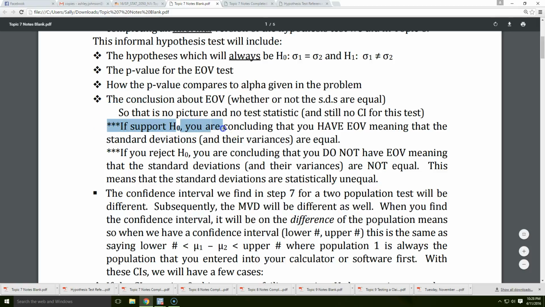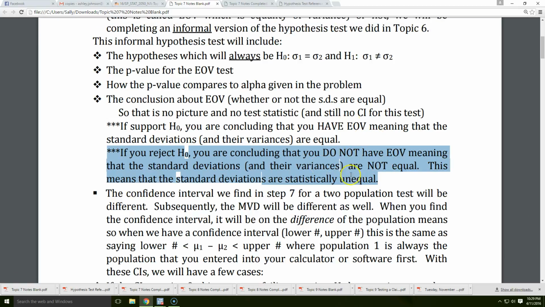So if you support H0, you are essentially saying that your population standard deviations are statistically equal. So that means that you have EOV, so you have equality of variance. If you reject H0, you're saying that you do not have EOV, which means that the standard deviations are not equal. So you do not put them together. You leave them as two separate standard deviations. So we'll see this a little bit better when we look at the problem.